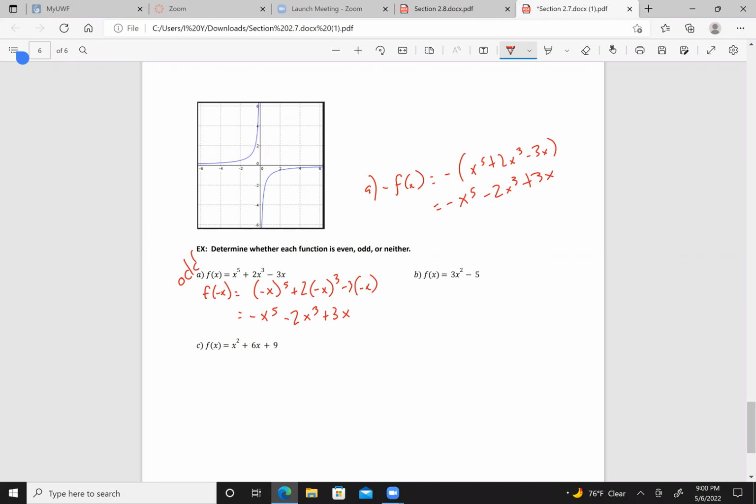Okay, so let's look at this one here and let's find f of negative x. So that's equal to 3 times negative x squared minus 5, which is 3. Negative x squared is simply x squared minus 5. It's the same. So this is even.